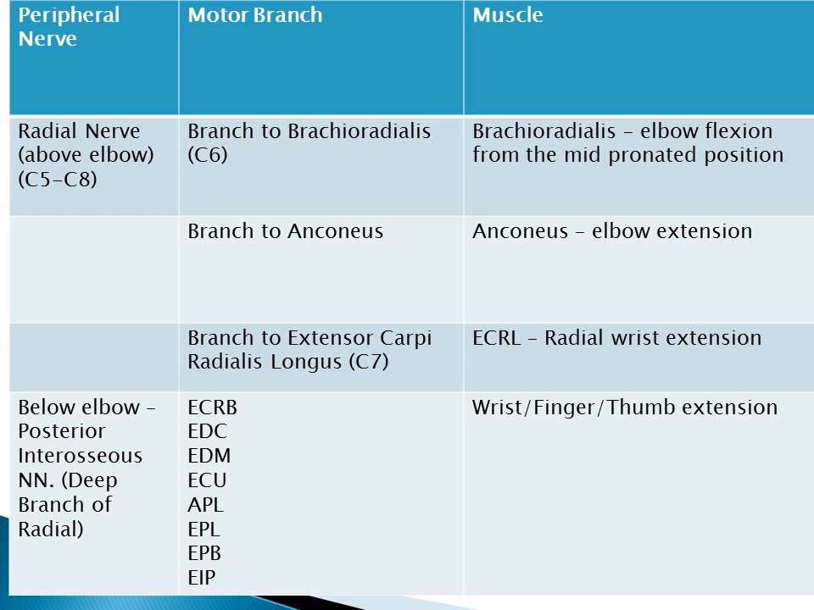And as the radial nerve continues below the elbow, it gives off a branch known as the posterior interosseous nerve. Also, some textbooks refer to it as the deep branch of the radial nerve.